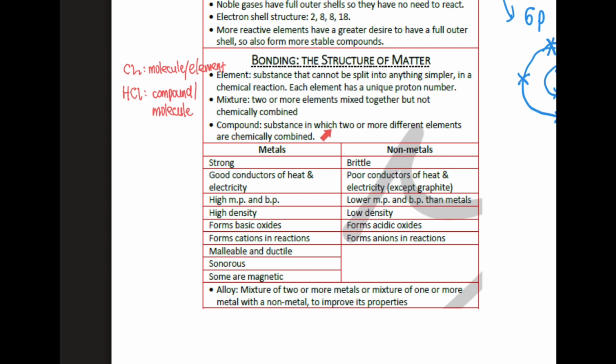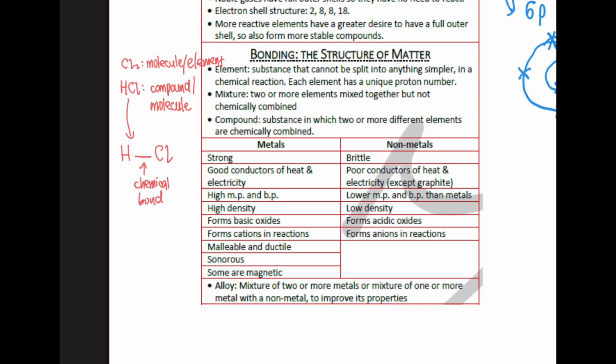Compound: a substance in which two or more different elements are chemically combined. That means they're combined by forming a chemical bond. How do they form a chemical bond? Normally we draw a line to represent that. In HCl, this is the chemical bond. We are going to learn chemical bonds very soon, so let's move on first.